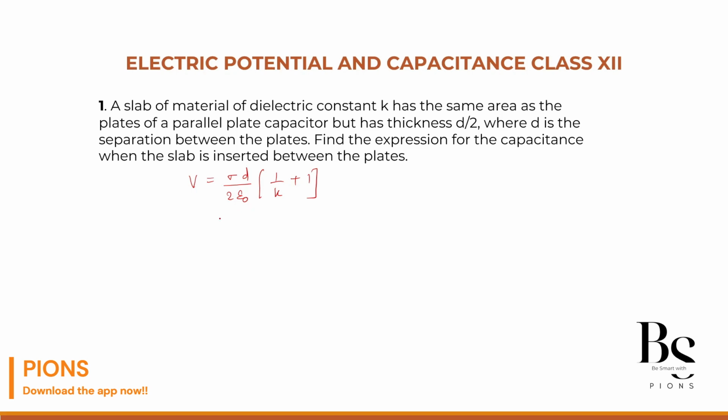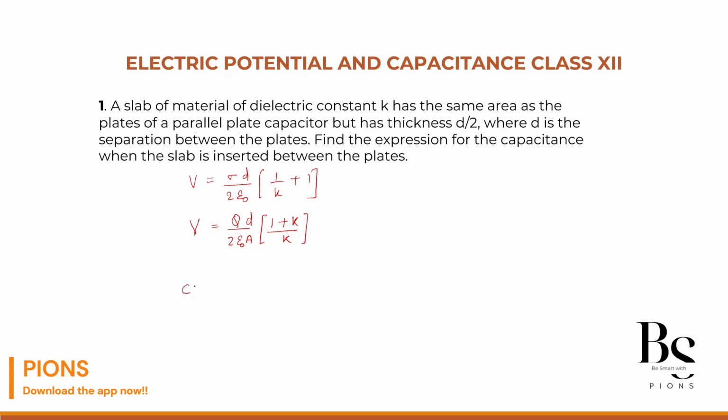Before we go to capacitance, let's write further some changes here. Sigma is nothing but surface charge density from first chapter. And what is surface charge density? Charge upon area. So 2 epsilon naught A, d goes up, and this will be 1 plus k whole divided by k. I hope this is clear. This is our voltage.